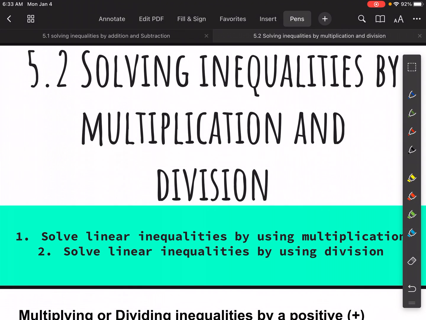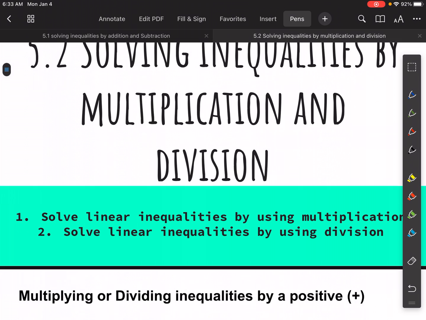All right, 5.2, solving inequalities by multiplication and division. So last time in 5.1, we looked at addition and subtraction of inequalities. We actually didn't do any multiplication or division, but now we will. So today, we're just going to add a little bit to what we did last time. Okay?